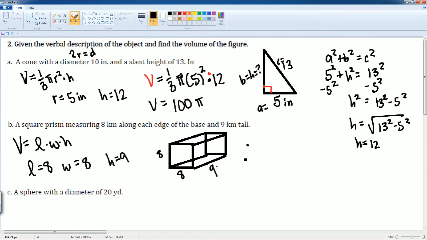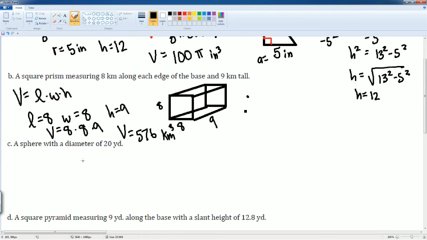Okay, all right, so you can just plug the values in. 8 times 8 times 9, that gets you the volume of 576, and we'll make sure we write our units. Kilometers cubed.